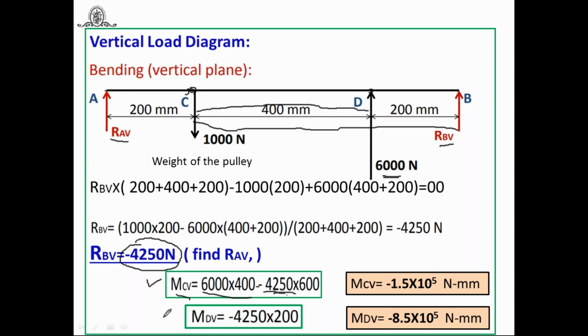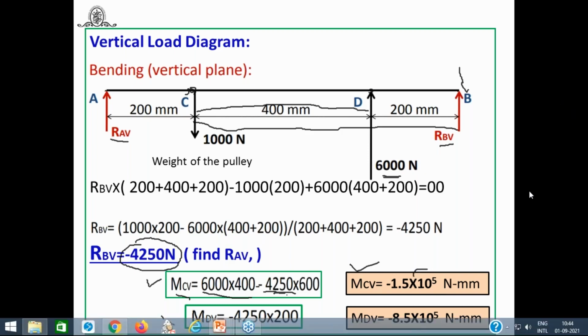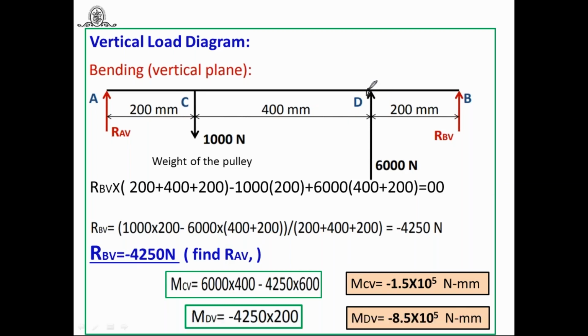You can substitute. You will get MCV equal to minus. Minus sign means you have to change the direction of the reaction. You will get MCV minus 1.5 into 10 raised to 5. No need to bother about this minus sign. Then similarly, you can find the MDV, the bending moment in vertical loading at point D. Simply you can do RBV into this distance. What is RBV? Minus 4250 into 200. You will get this.